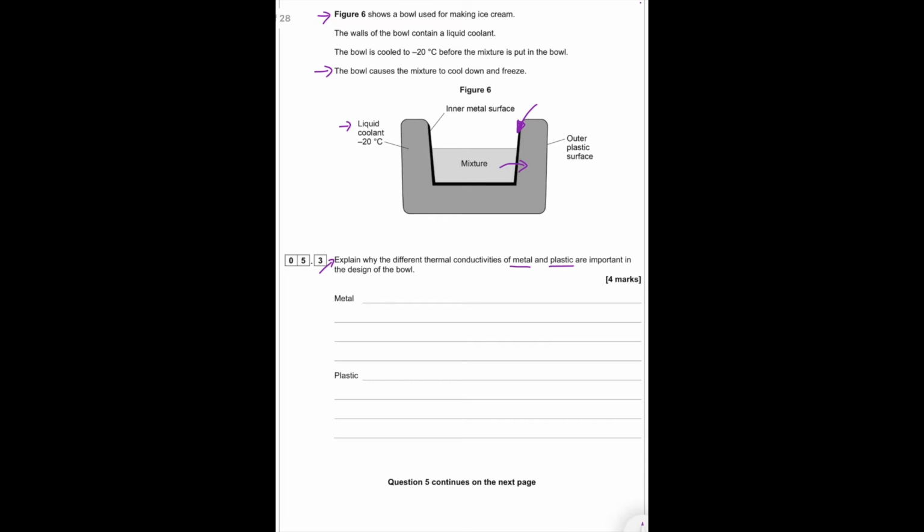Secondly, we want this plastic surface here to have low thermal conductivity because we don't want heat from the surroundings to be entering into the liquid coolant, because we want the liquid coolant to stay at minus 20 degrees Celsius.